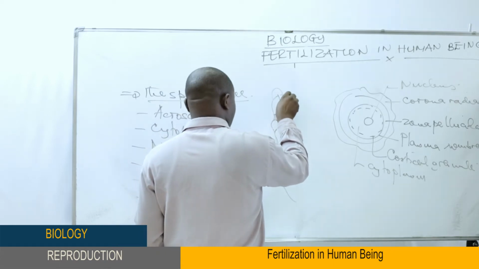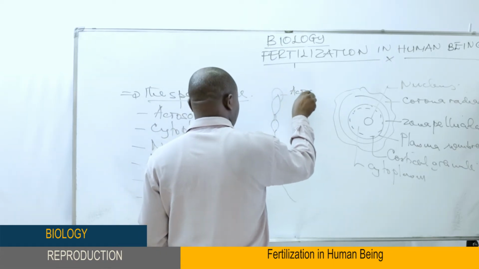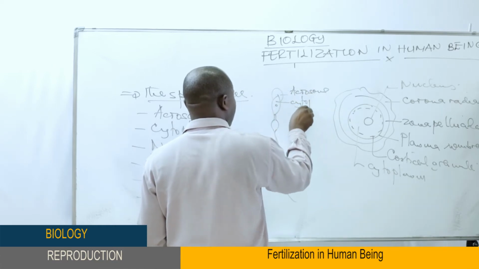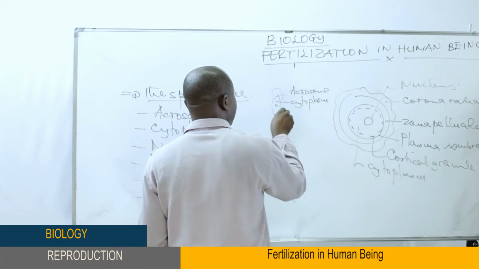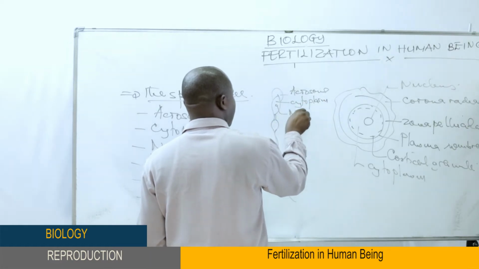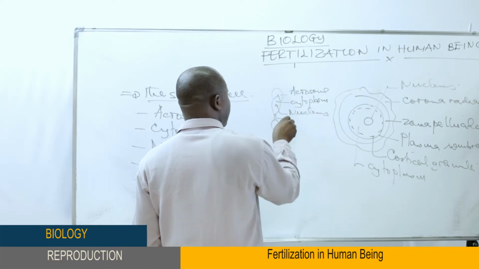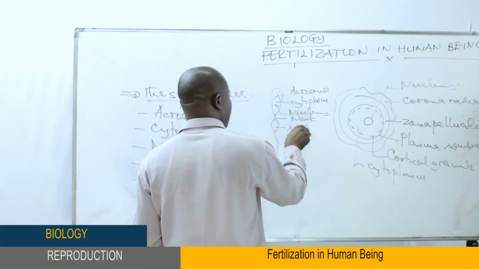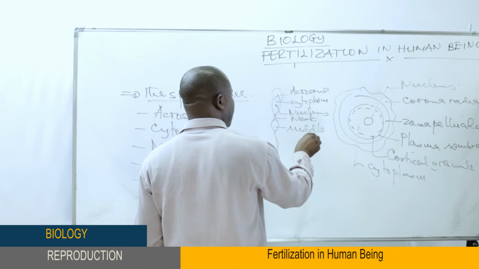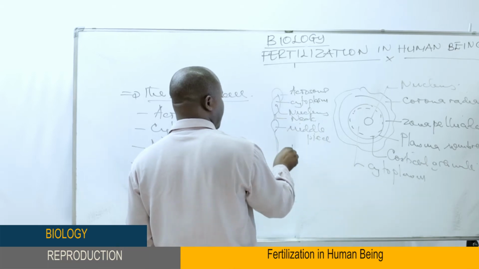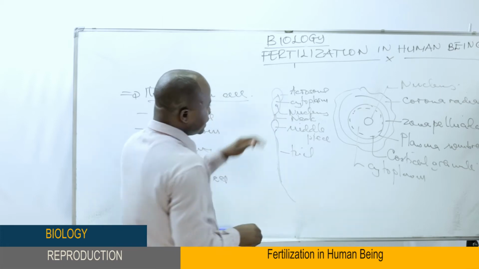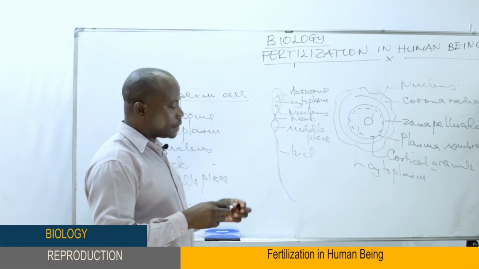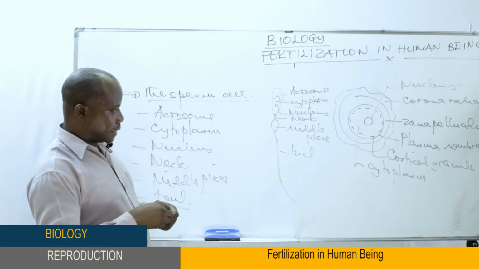This being the acrosome, the cytoplasm, nucleus, the neck, middle piece, and the tail. It is these parts, some of these parts, that will be involved in the process of fertilization.